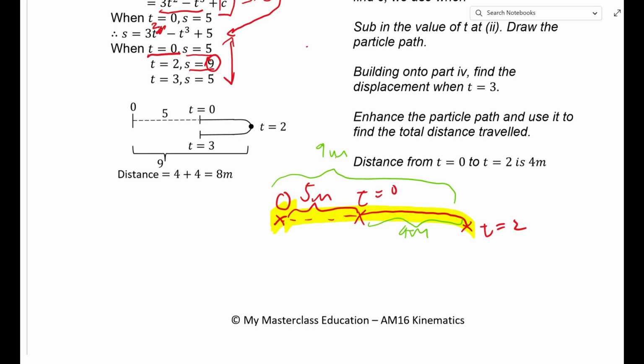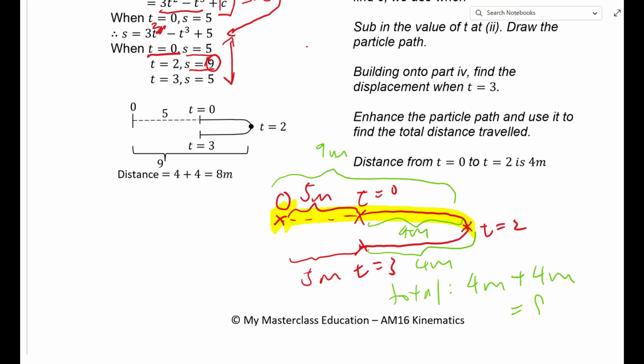Then now, after it changes direction, it will go backwards until s equals 5. So this is where t equals 3. Since s equals 5 again, this means that the particle is 5 meters away from your fixed point O again. So this is your 5 meters. Therefore, the distance that's actually traveled from t equals 2 to t equals 3 is your 4 meters. So the total distance will be 4 meters plus 4 meters, which equals 8 meters.